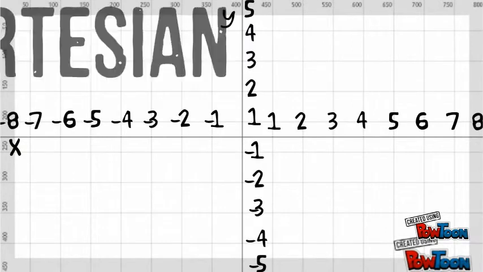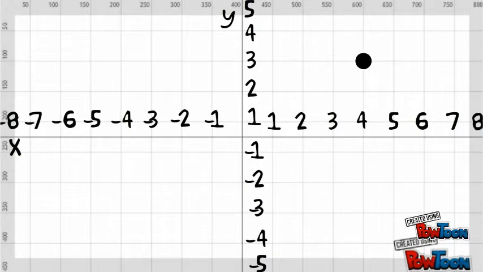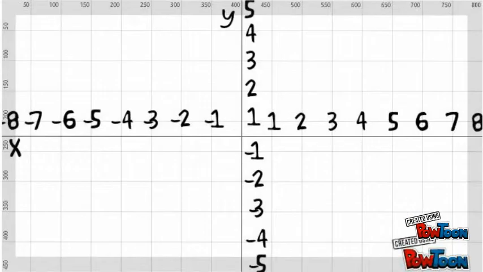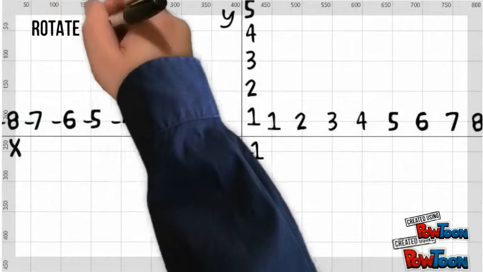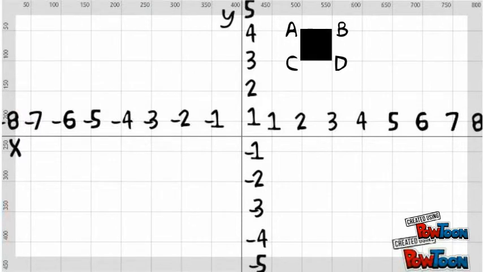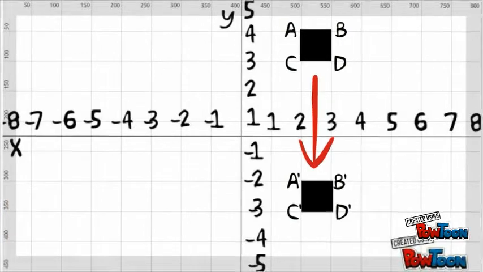Cartesian planes are similar to grids, as you can see. When you are plotting a point on a Cartesian plane, you're given a set of coordinates, which is the x-coordinate followed by the y-coordinate. In this case, it's 4, 3. The origin's coordinates are 0, 0. Using Cartesian planes, we are able to rotate, reflect, and translate shapes. When we are rotating, reflecting, or translating a shape, the end result's points become known as prime.